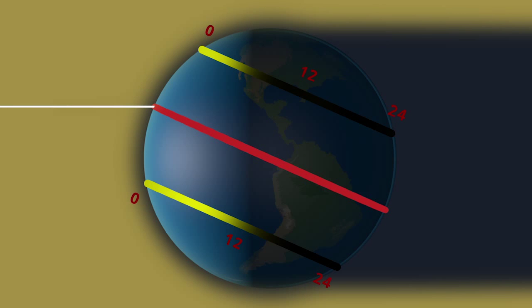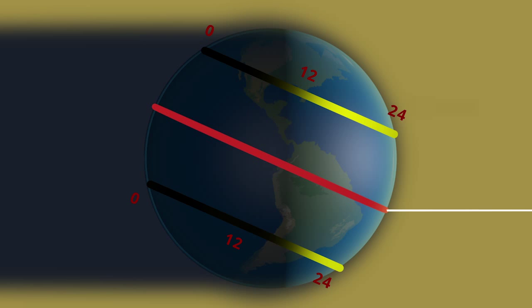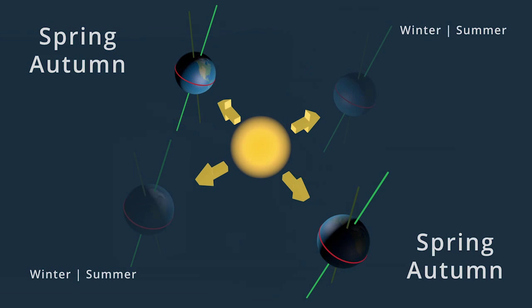This pattern alternates every half year with spring and autumn in between, when Earth is positioned in such a way that neither of the two hemispheres point towards or away from the Sun. This is the time of the year when the length of the day more or less equals the length of the night everywhere on Earth.